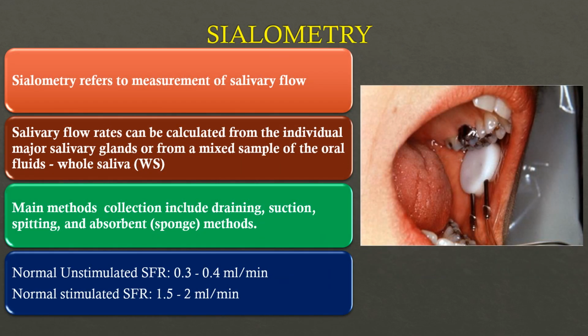Cytometry. The term cytometry refers to the measurement of salivary flow. Salivary flow rates can be calculated from the individual major salivary glands or from a mixed sample of the oral fluids, which is called the whole saliva. The main methods of collection include the draining method, suction method, spitting method, and absorbent or sponge methods. The normal unstimulated salivary flow rate is 0.3 to 0.4 ml per minute, whereas the normal stimulated salivary flow rate is 1.5 to 2 ml per minute.